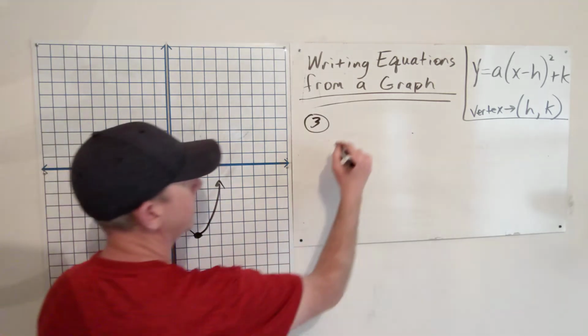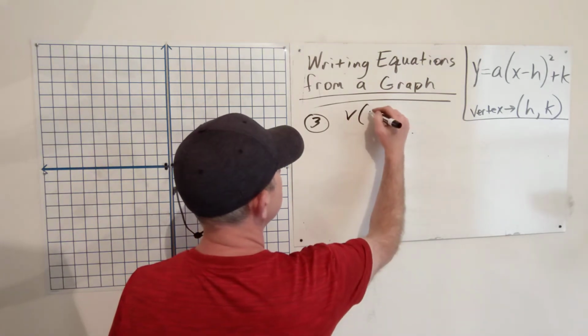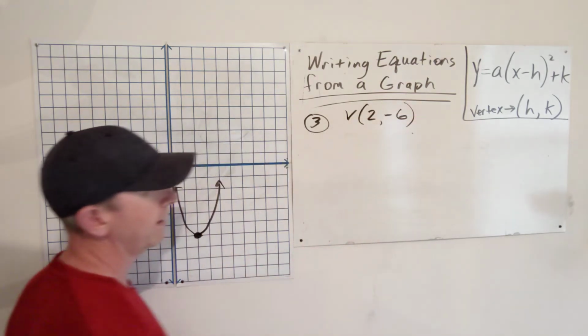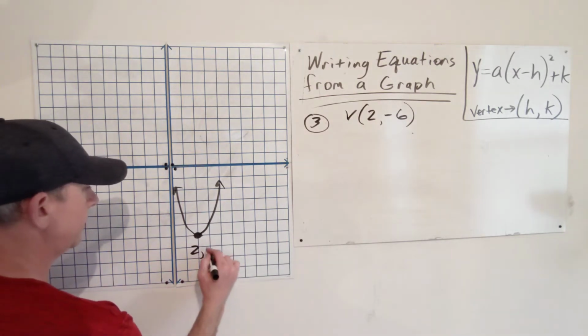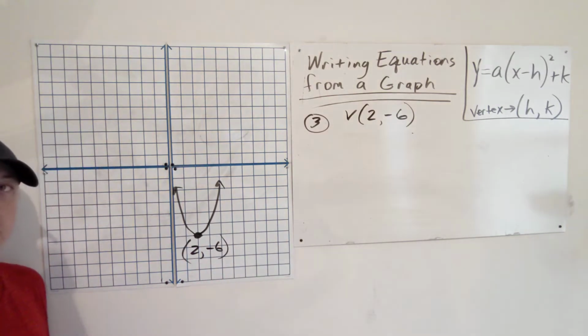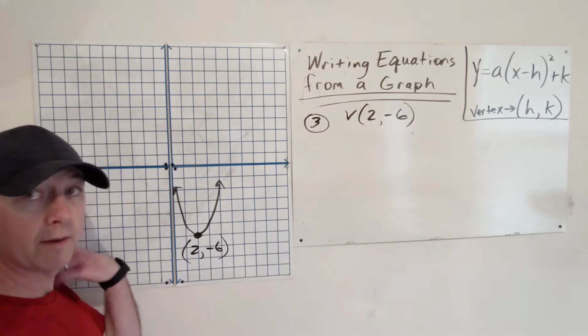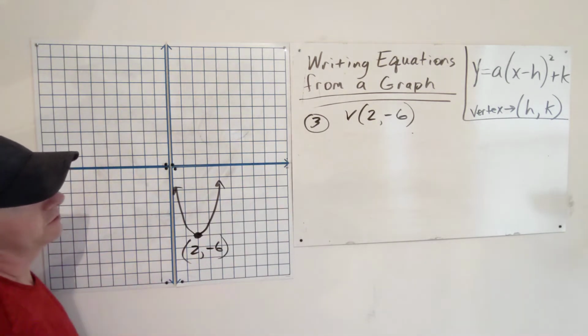So the first thing I would write down, vertex is 2, -6. So do that first. Okay, you can write it, same thing. You put 2, -6 if you have it on paper. I know right now we don't have paper, but this is what I would do. Okay, you can write it off to the side.